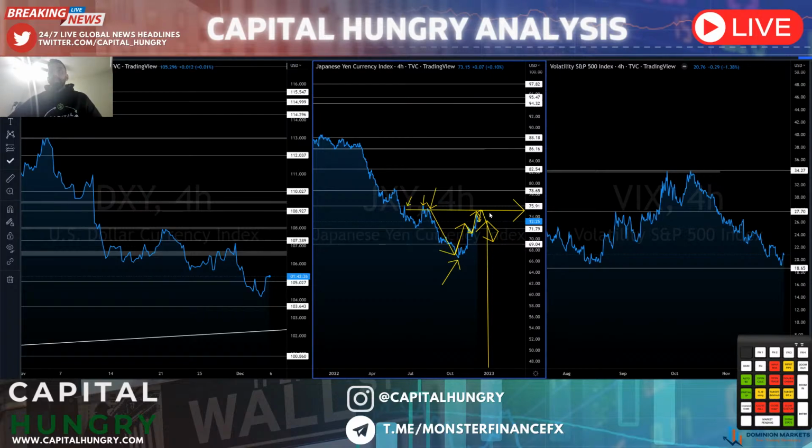So as long as the yen individually, when you're looking at the currency index movement, doesn't trade back above 74.5 and 74 handle here, and GJ individually still holds above 165, I am still in a higher time frame bullish bias on GJ.